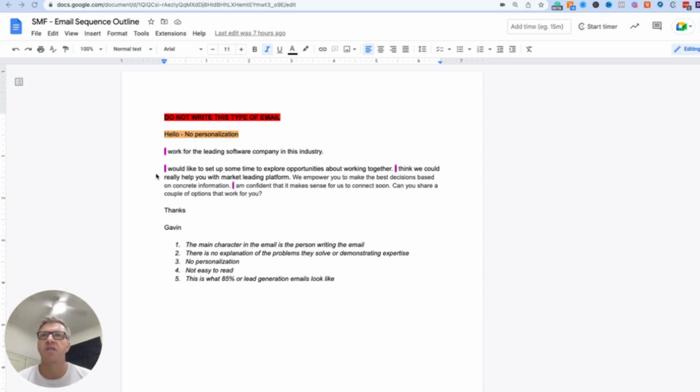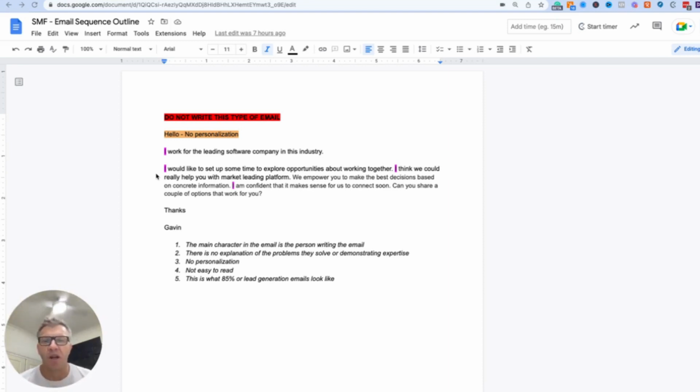I work for a leading software company. I would like to set up. I think we could. I'm confident. Now, thinking that people act in their own self-interest, we need to frame the message for the person on the other side of the email receiving it. So again, there is no explanation of the problem that they solve or demonstrating domain expertise.